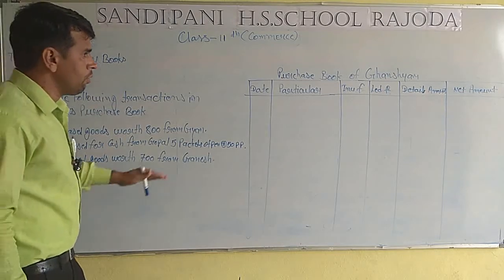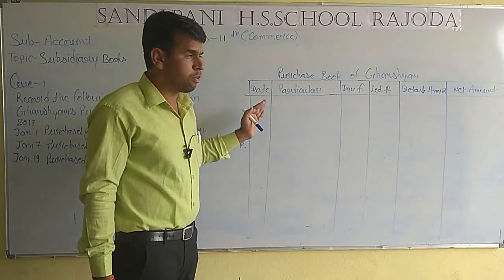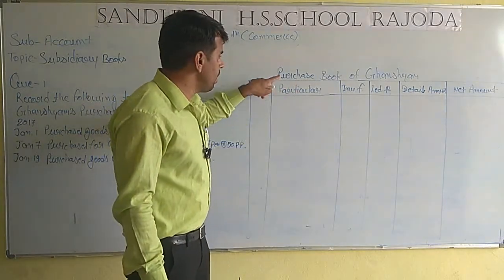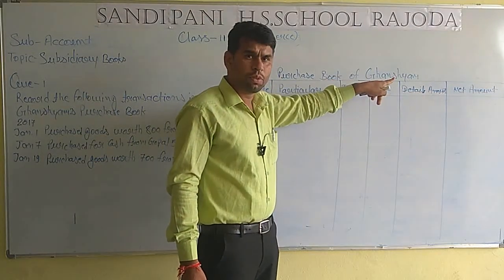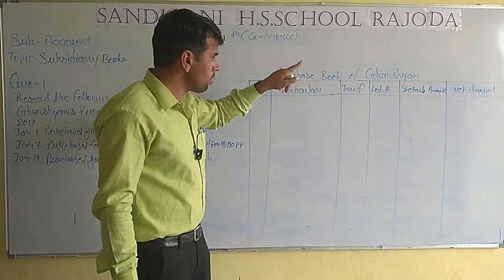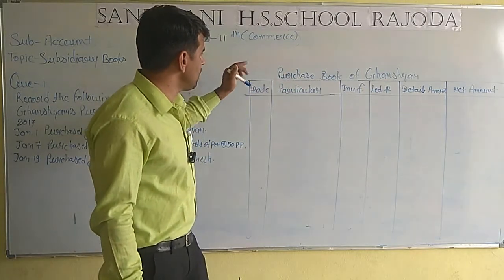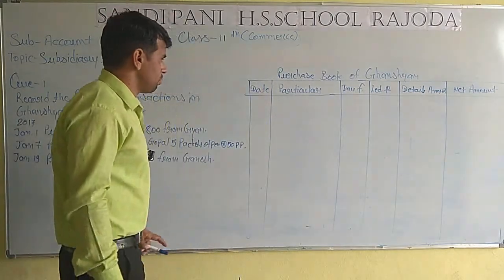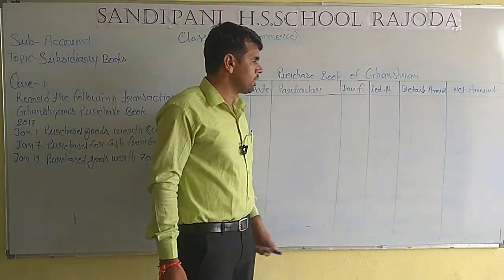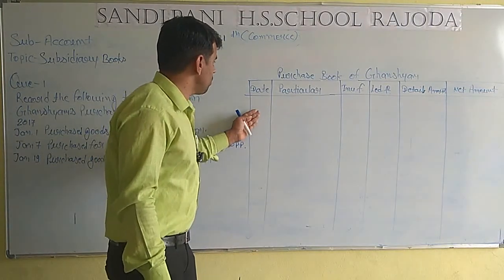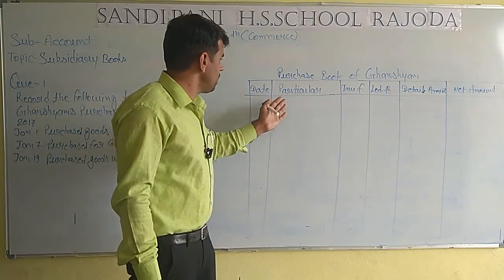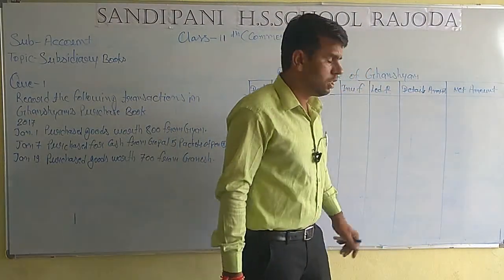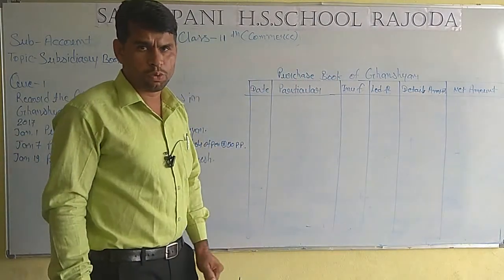Now you have to make this type of format of the purchase book. Then you will write the name upside, purchase book of Ghanshyam. Whichever businessman you are making the purchase book for, you have to write upside. So I have written purchase book of Ghanshyam. Then you have to draw the date column first, then particulars, invoice folio, ledger folio, details amount and net amount. In this format you have to make the purchase book.